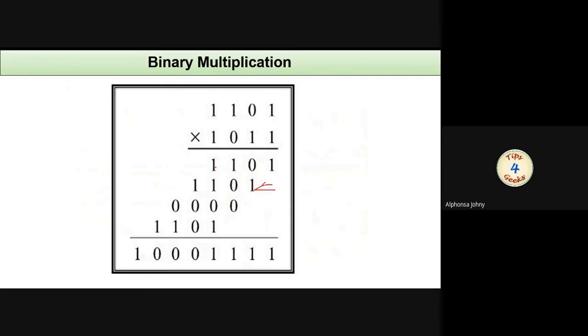Here we have to take care. 1 plus 1 is 0, with a carry 1. 0 plus 1 is 1, the answer is 1. Then the carry that we have already forwarded: that one carry plus 1 is added together, giving 10 with a carry 1. This carry is forwarded and written over here, since there are no other bits to add.